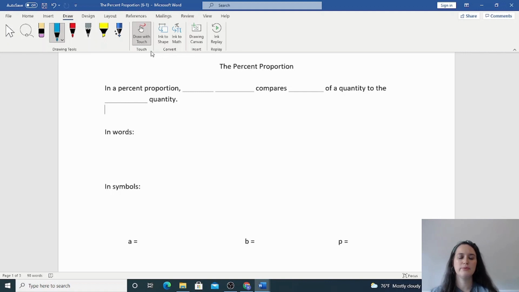So we have the percent proportion. In a percent proportion we have one ratio that compares part of the quantity to the whole quantity. So I'm looking at the part over a whole. And if you think about percentages, when I'm dealing with percentages, I'm talking about a whole something.